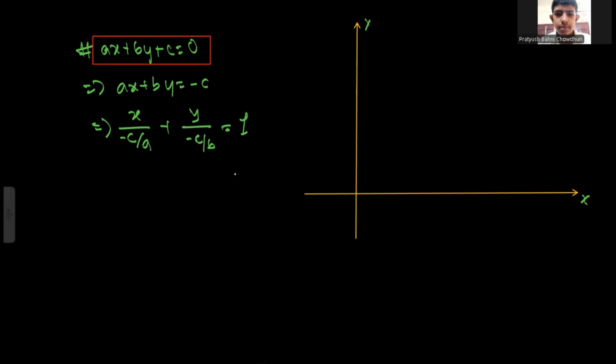What is x? This is minus c by a. And what is y? This is minus c by b. Okay. And the point here is just the coordinate. Therefore, the coordinates are minus c by a, comma, minus c by b. Perfect.